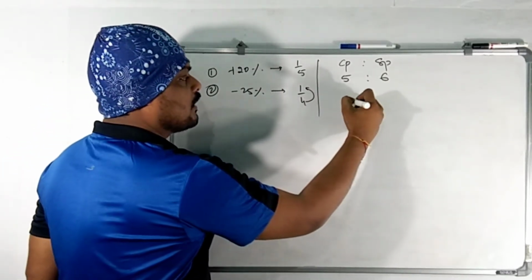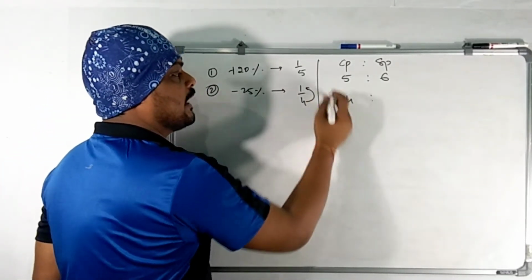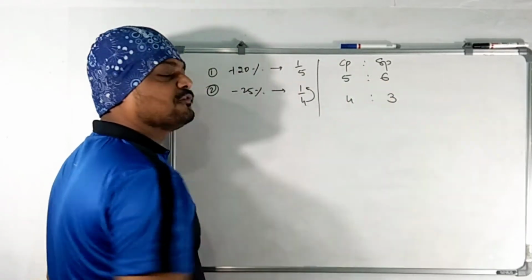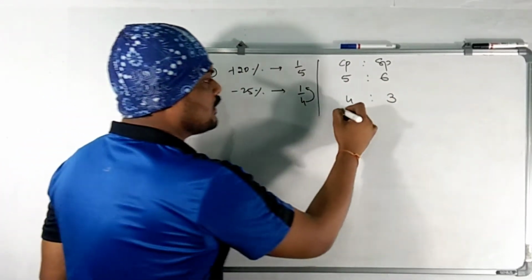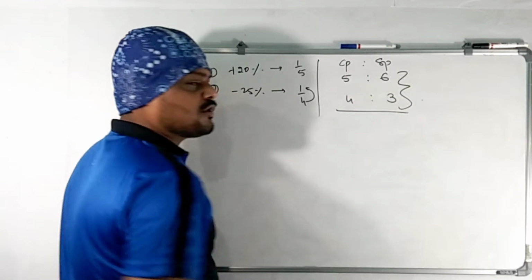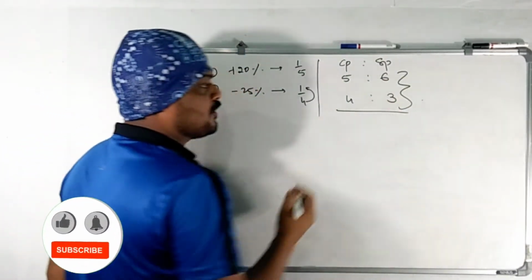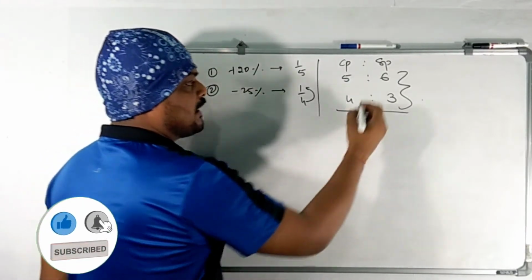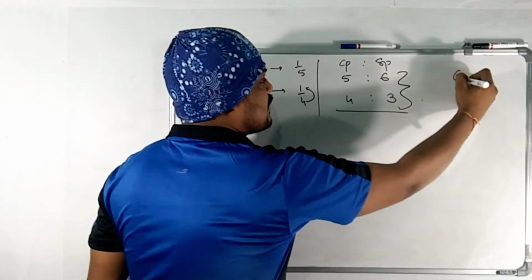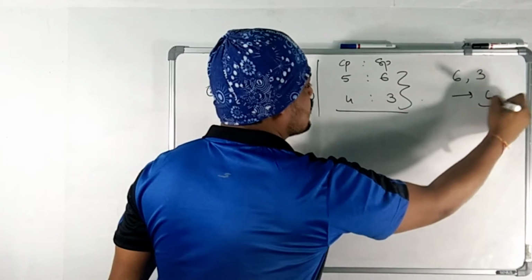So if he bought it for 4 rupees and sold it for 3 units, then according to the condition of the question, the selling prices aren't equal. So let us make the selling prices equal. For making them equal, I need to take the LCM of 6 and 3. So here it is 6 units.